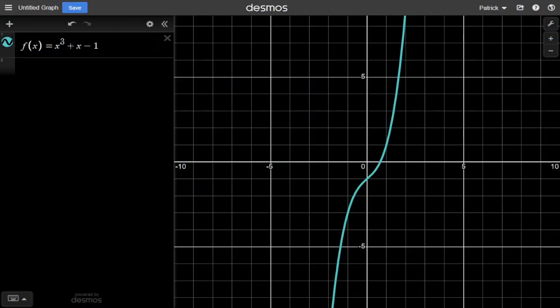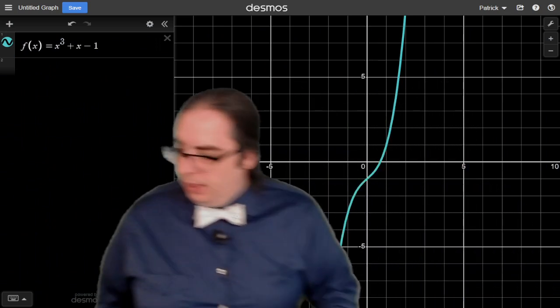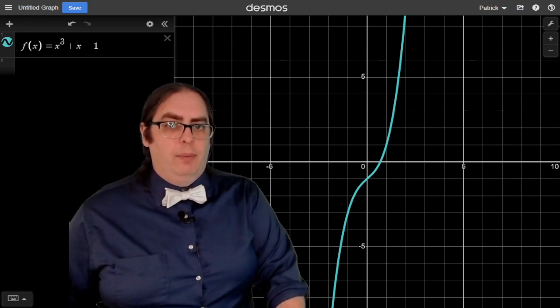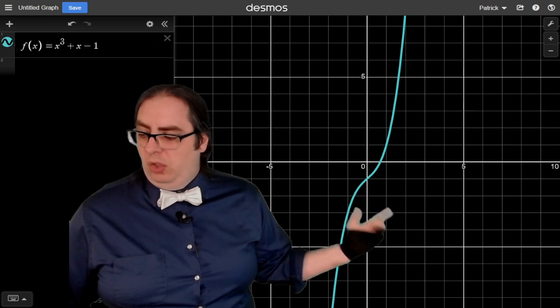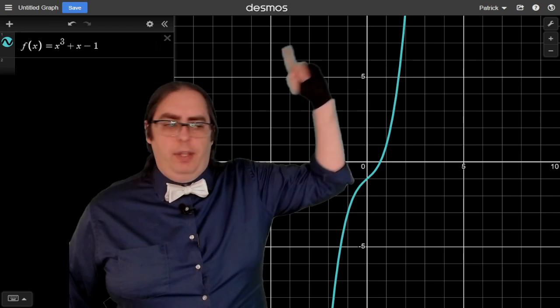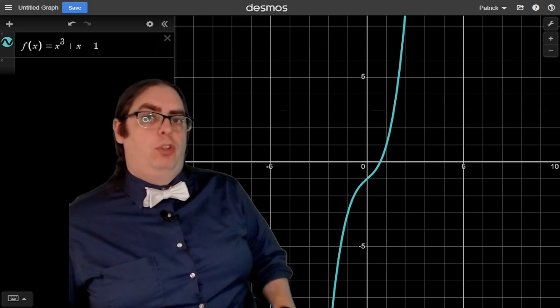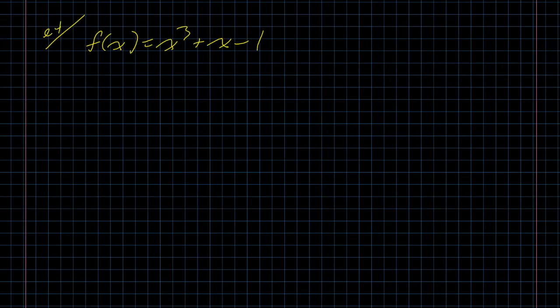So for example, let's take a look at the function f of x equals x cubed plus x minus 1. Well, if I jump over to Desmos, the graph certainly looks like a one-to-one function. But again, I can't prove that if you continue upward indefinitely, it will never turn around. I need to do that algebraically. I need to do that analytically.